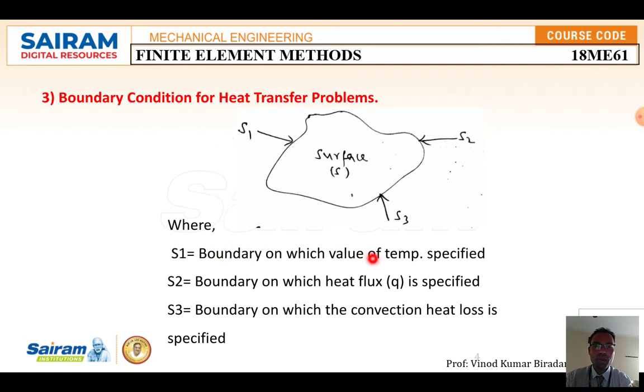S1 is the boundary on which the value of the temperature is specified. If you consider a heat transfer problem, we have to consider the temperature, the heat flux, and the convection, that is how the heat is lost. These are the 3 boundary conditions we apply in the heat transfer problem. S1 is the boundary on which the value of the temperature is specified or applied. S2 is the boundary on which the heat flux q is specified, and S3 is the boundary on which the convection heat loss is specified. These S1, S2, S3 are the boundary conditions used in the heat transfer problem. You have to remember 1, 2, 3.